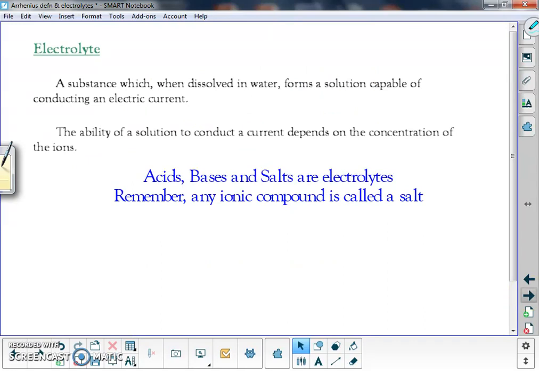The other term that's used in acids, bases, and salts is the term electrolyte. An electrolyte is a substance that conducts electricity when it's in the aqueous phase. We've talked about these before. The more electrolyte in the solution, the greater its conductivity. So if you have a strong acid which will completely dissociate, that would be a better electrolyte than a similar concentration of a weak acid, because the weak acid does not completely dissociate. Remember, ionic compounds are called salts.